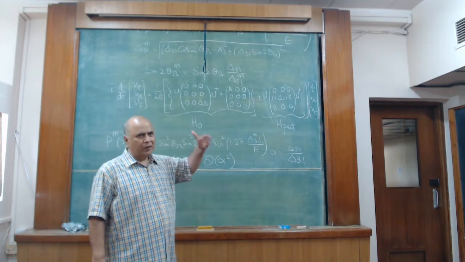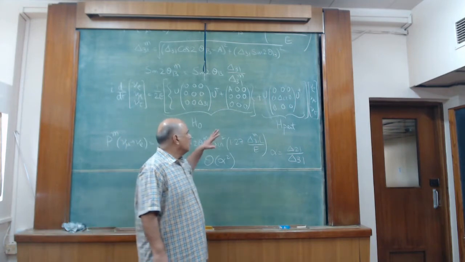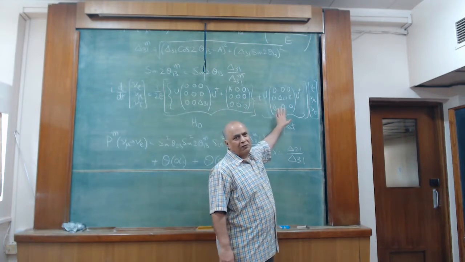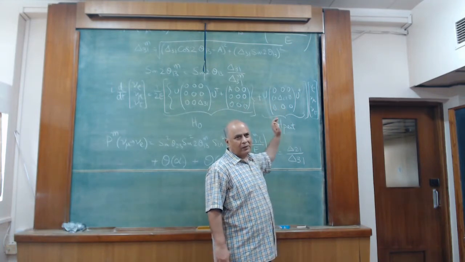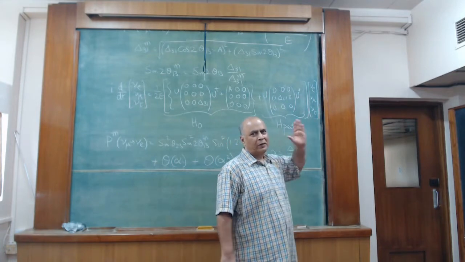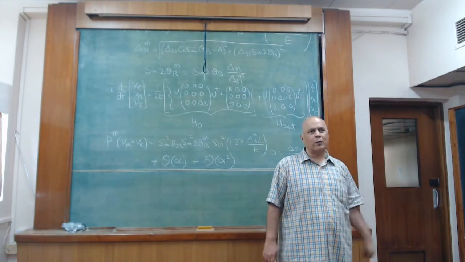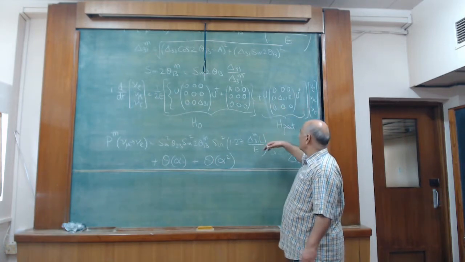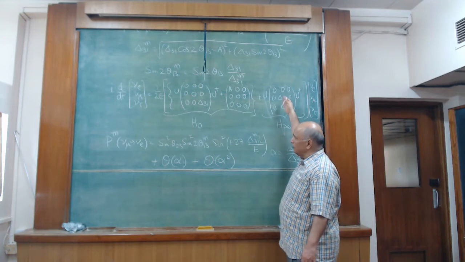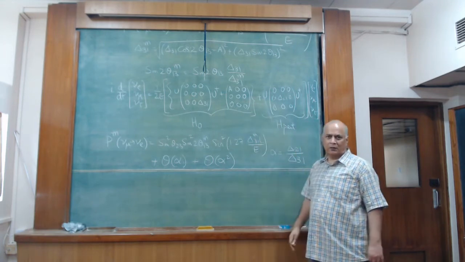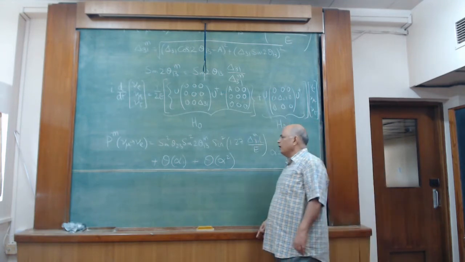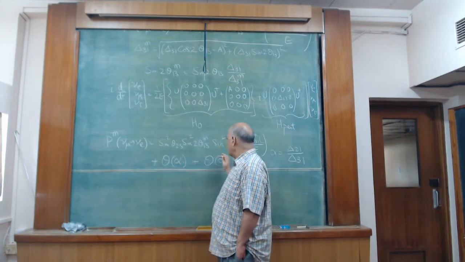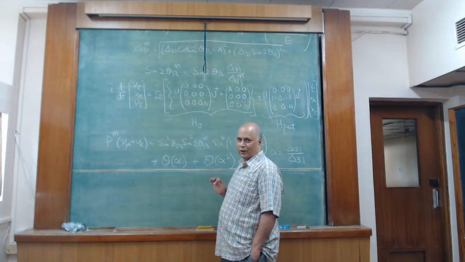Remember, when you do perturbation theory, usually there is a small parameter sitting in front of the perturbing Hamiltonian, and we do the perturbation expansion in terms of that small parameter. So here that small parameter for us is the ratio delta 21 by delta 31. And we calculate the first order correction, and we calculate also the second order correction.